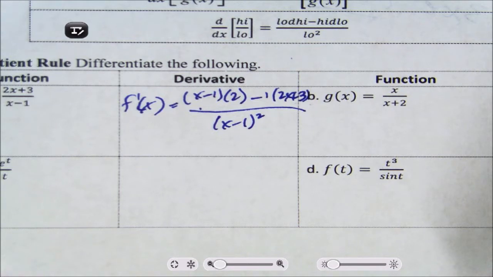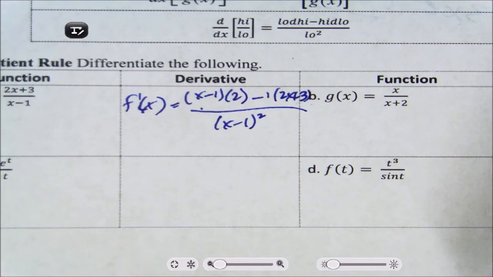Because it's the rule of the quotient rule. It's just a quotient rule. It's just the rule. That's how you take the derivative. I didn't do algebra, I did calculus. So that's a calculus rule that allowed me to do that.